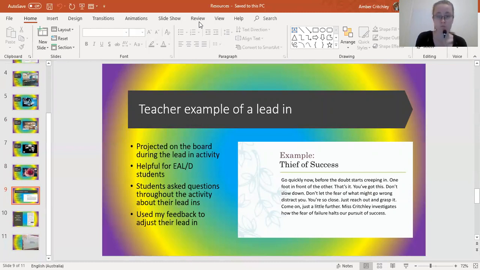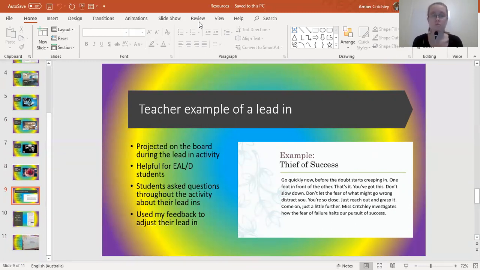So I picked my headline of Thief of Success for the theme of fear, and my example of the lead-in was: Go quickly now, before the doubt starts creeping in. One foot in front of the other. That's it. You've got this. Don't slow down. Don't let the fear of what might go wrong distract you. You're so close. Just reach out and grasp it. Come on, just a little further. This article investigates how the fear of failure holds back our pursuit of success.